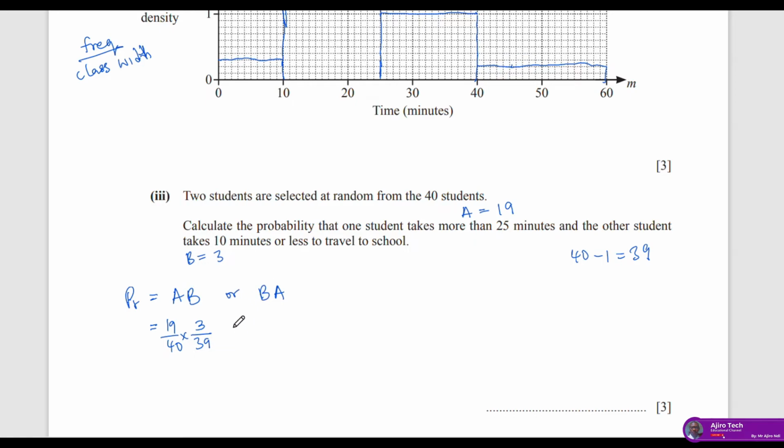Or means plus. B first, 3 out of 40, and then you take from A, which should be 19 out of 39. If I multiply this, I'll get my answer. These two are actually the same thing. So if you multiply, you should get something like 57 over 780.